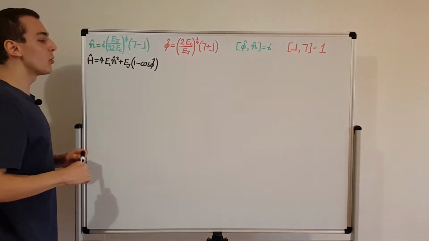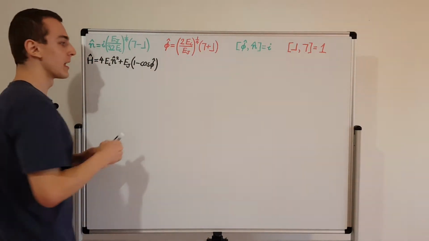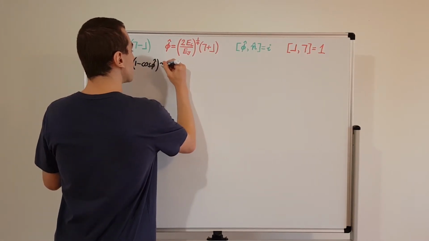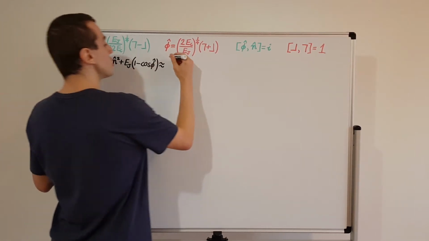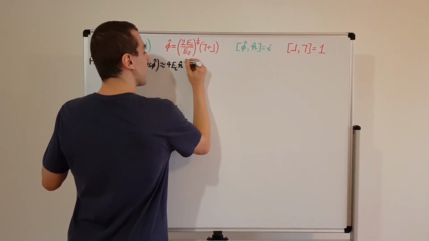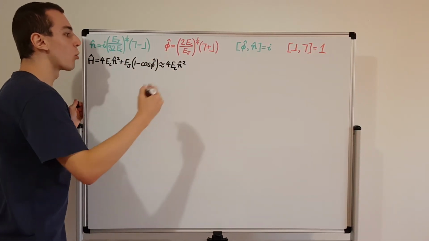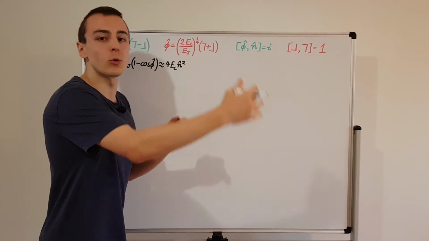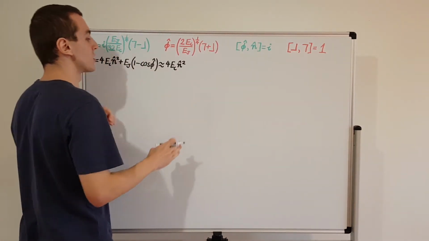So now what I want to do is do a Taylor series expansion on this cosine. This is approximately equal to, this kinetic energy term is going to remain unchanged. We're still going to have 4EC n hat squared. But over here, I'm going to get a quadratic term and a quartic term. And then also higher order terms, but I'm going to truncate that series at the quartic term.